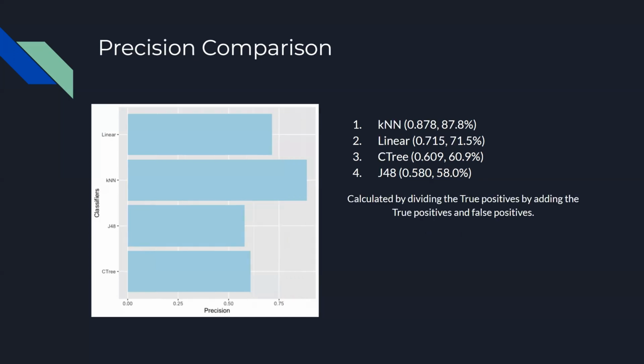The next one we have is the precision comparison. Precision can be calculated by dividing the true positives by the sum of the true positives and false positives. In the precision, the highest one is the KNN, which is at 87.8%. Coming down from there is linear, which is 71.5%. C3 is at 60.9, and the lowest one we have is 58% from J48.